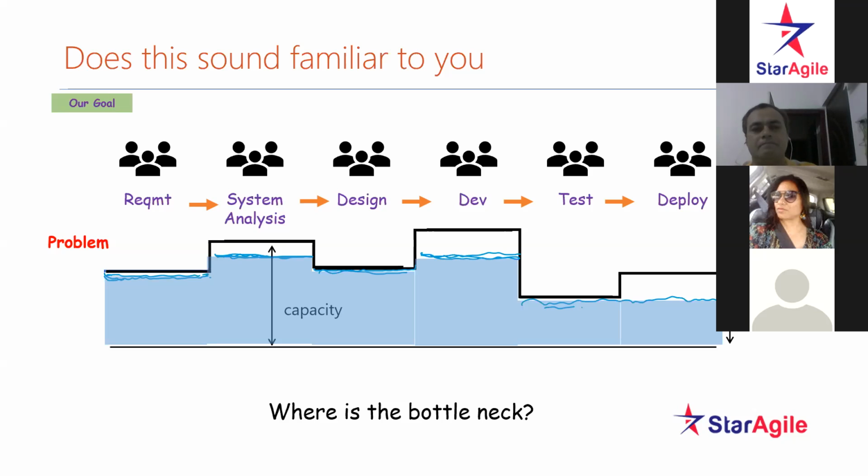Less efficiency. The team is not totally efficient. What do you mean by team is not totally efficient? I mean, generally, if you have enough capacity and the output is still lower than the capacity, it means that we are not working to the complete efficiency.